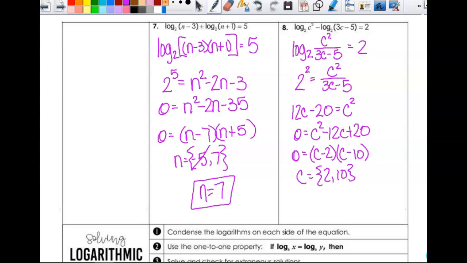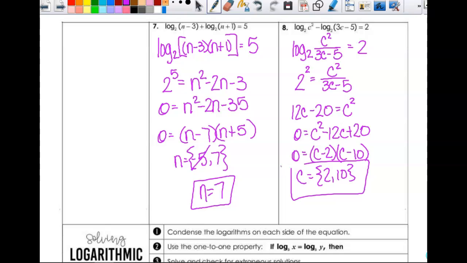So I got 2 and 10. All right, and do they both work? No matter what I put in here and I square it, it's going to become positive, so that's fine. And then 2 times 3 is 6, minus 5 is positive, and then the second one will be positive, so that is it. Okay, we good?